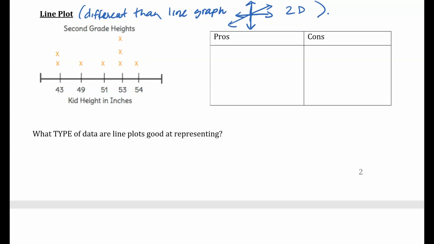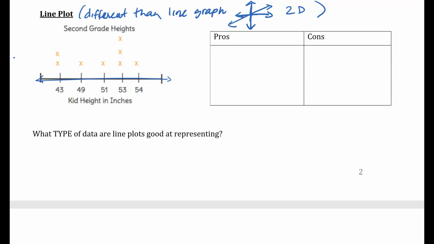A line plot only has one axis. So there's one line at the bottom, which is a number line. One number line as opposed to an X and a Y. And then usually X's or dots, they don't have to be X's. It could be dots that are stacked up like this, or X's, or sometimes shapes. Sometimes these are combined with pictographs.